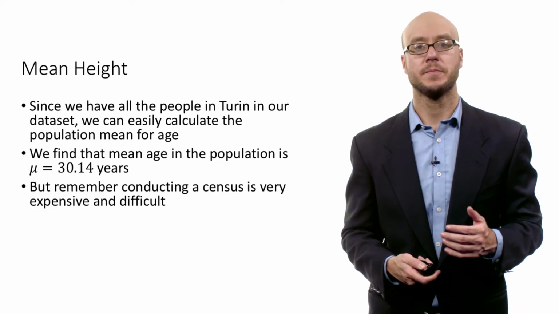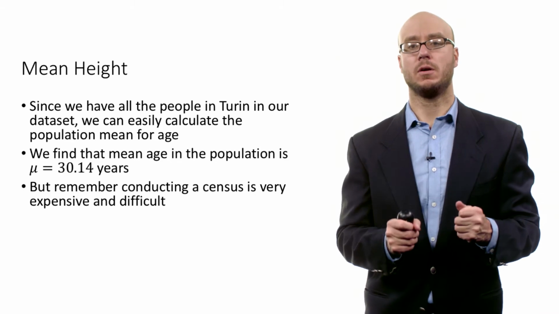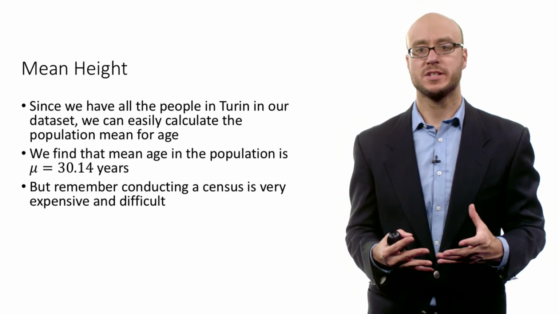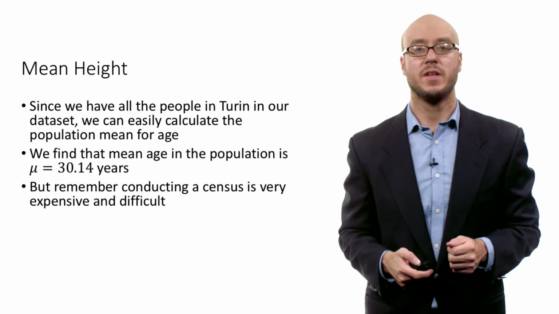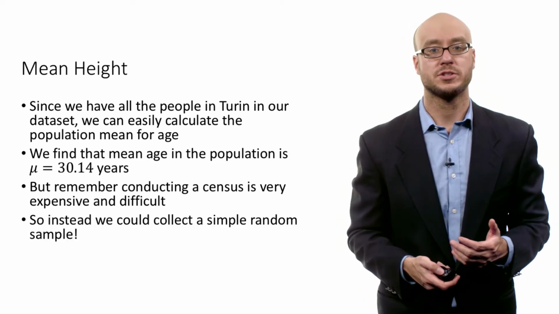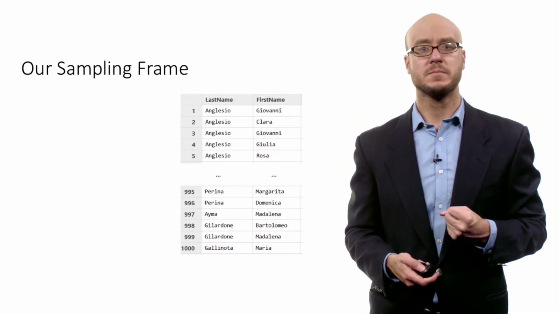population in Turin, Italy. But of course, if you recall, when we talk about inferential statistics, the idea is to collect a representative sample to say something about the population. Conducting a census is very expensive and difficult. Back in 1705, they didn't know about inferential statistics, so they just collected data on everybody. But they could have saved a lot of time and money if they just collected a subset of that population through a sampling procedure. So let's collect a simple random sample.